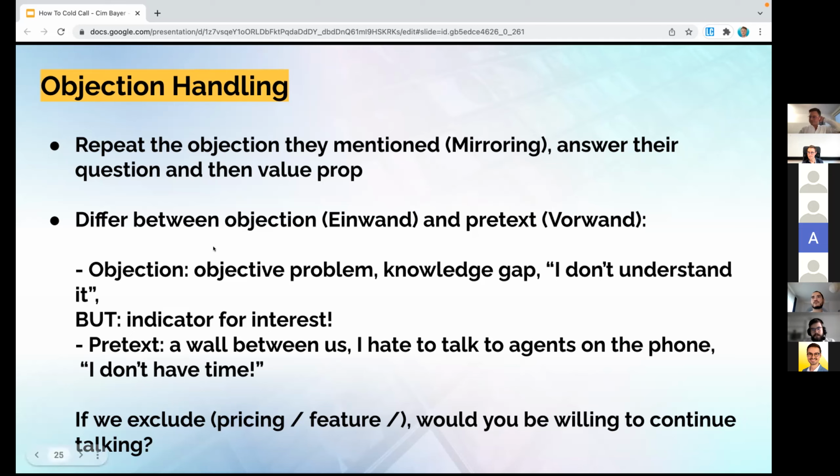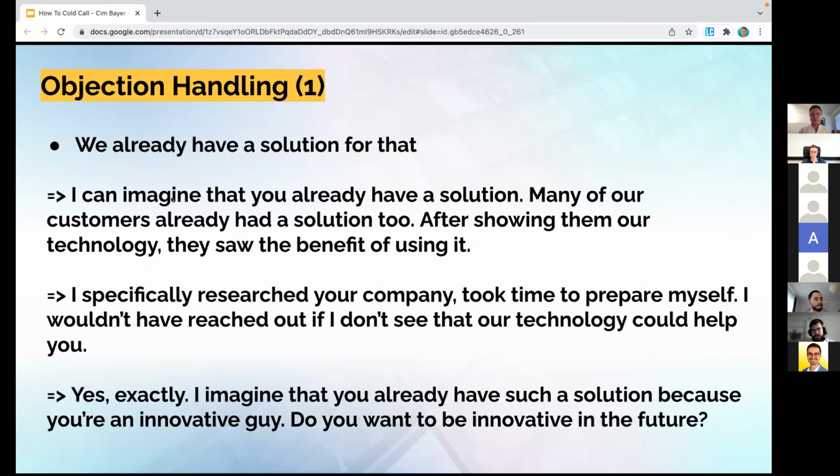And sometimes, if you get the objection from him, you can also use this nice sentence. It says like, if you exclude this one specific part you're objecting to, for example, pricing, would you still be willing to continue talking if you just exclude this one fact? So that kind of also helps you to circle around the objection. But let's jump into it. I collected some objections for you. For example, that's a really common one.